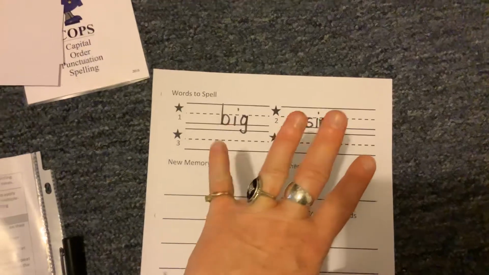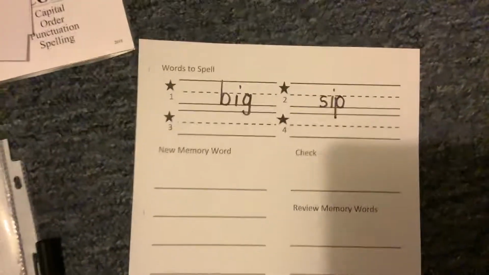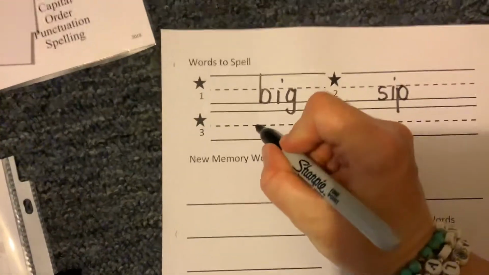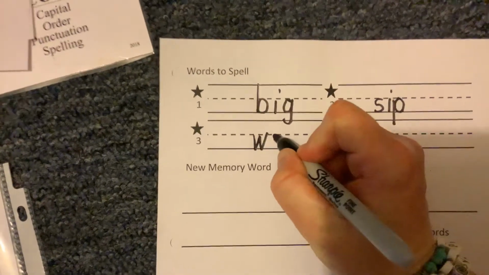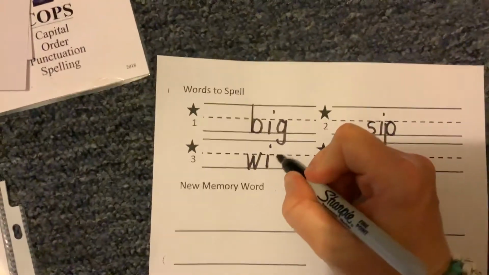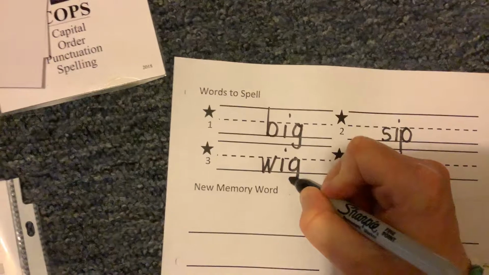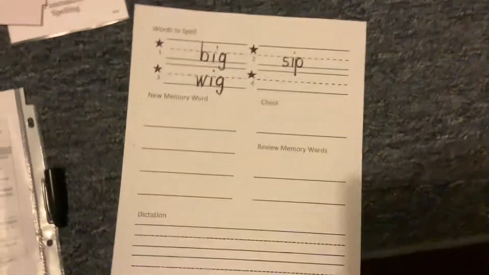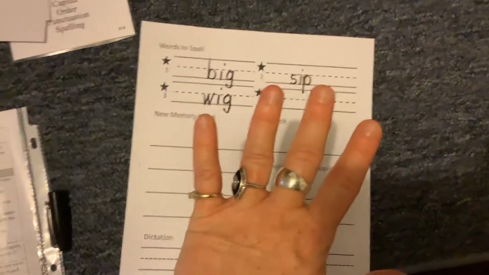Ready? Wig. 3 sounds. W, I, G. Rhymes with big. Wig. Our last one. Tap our hand out.